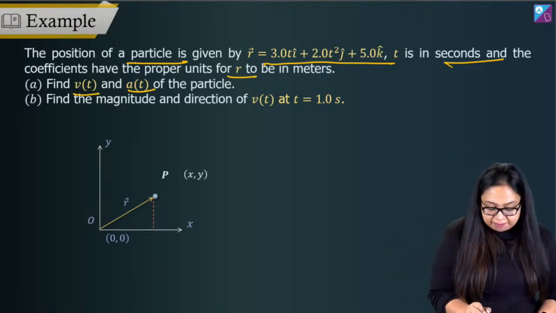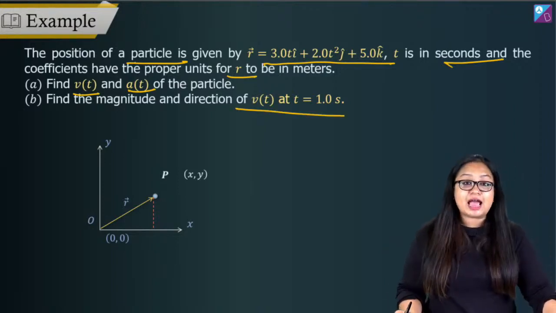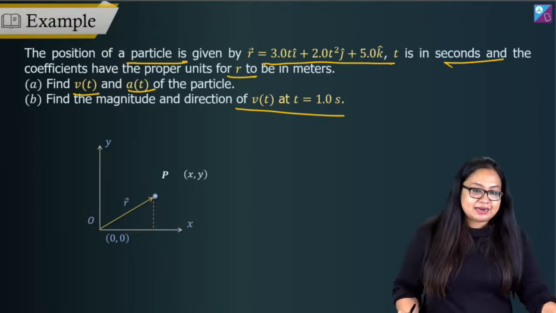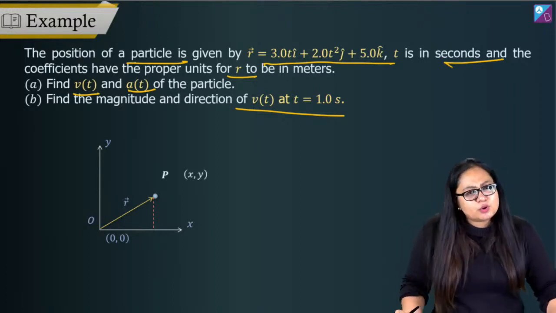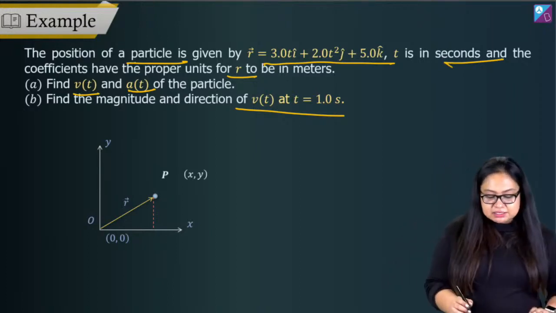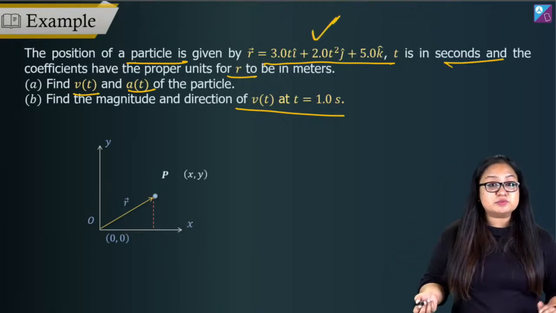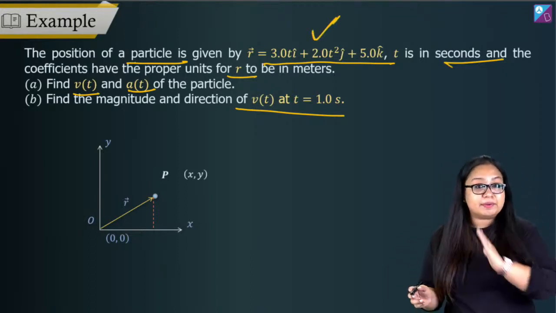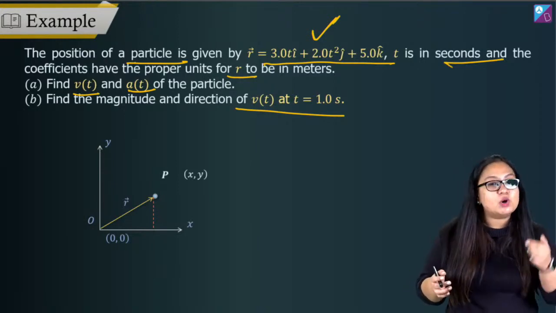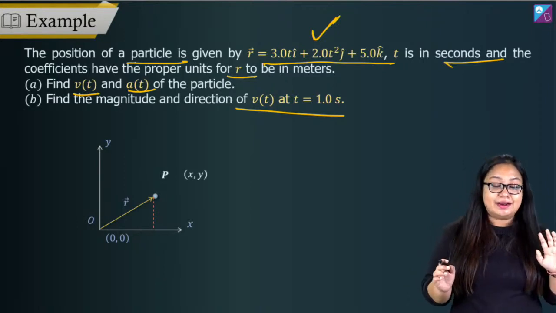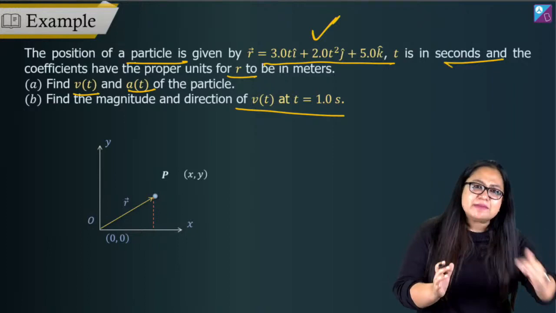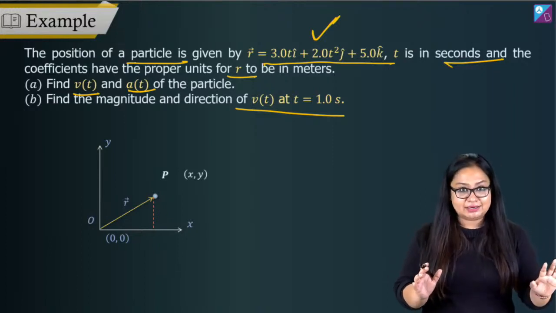Second thing is to find the magnitude and direction of V at t equal to 1 second. All right, velocity at t equal to 1 second. So let's do this one by one, right? We can see that the particle's position is given in terms of i cap, j cap and k cap. What does that mean? It means that the motion is happening not just in 2D but in 3D, right? But don't worry, whatever concepts we are applying in 2D, the same analogy can be extended to 3D, right?